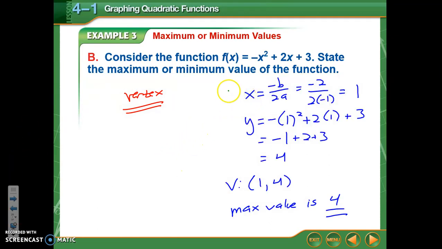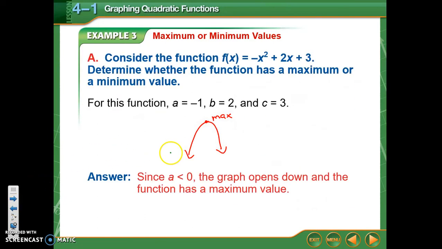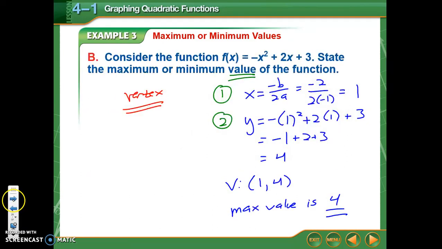So here's the work that we would need to do. Step 1, I need to find the x value of the vertex by using my formula, negative b over 2a. And when I do that, because my a value is negative 1 and my b value is 2, I get positive 1 for the x-coordinate of my vertex. But they want the minimum or maximum value, which means I need the y-coordinate. To get that, I take my x value of 1, I plug it into my function, and I get 4. So my vertex is (1, 4), but my maximum value is 4. Remember back here we saw that it has a maximum because it opens down. That maximum value is the y value of the vertex.